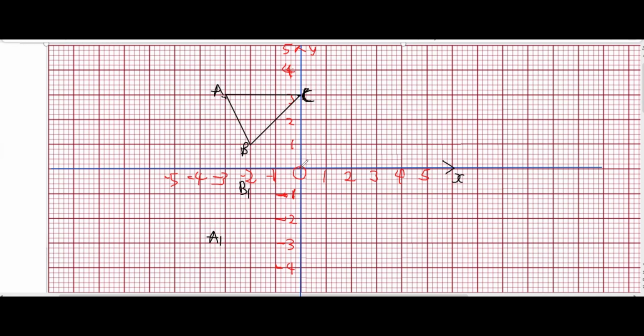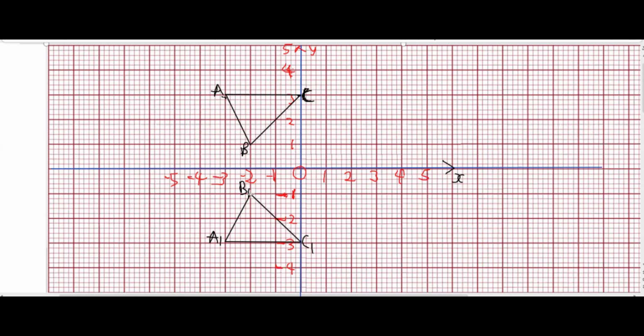And for C, C is 3 units above the mirror line. 1, 2, 3. It will come down 3 units down. 1, 2, 3. So C1 will be here. The next thing you do is use your ruler to join the 3 points together and form your image triangle A1, B1, C1. Join them this way.